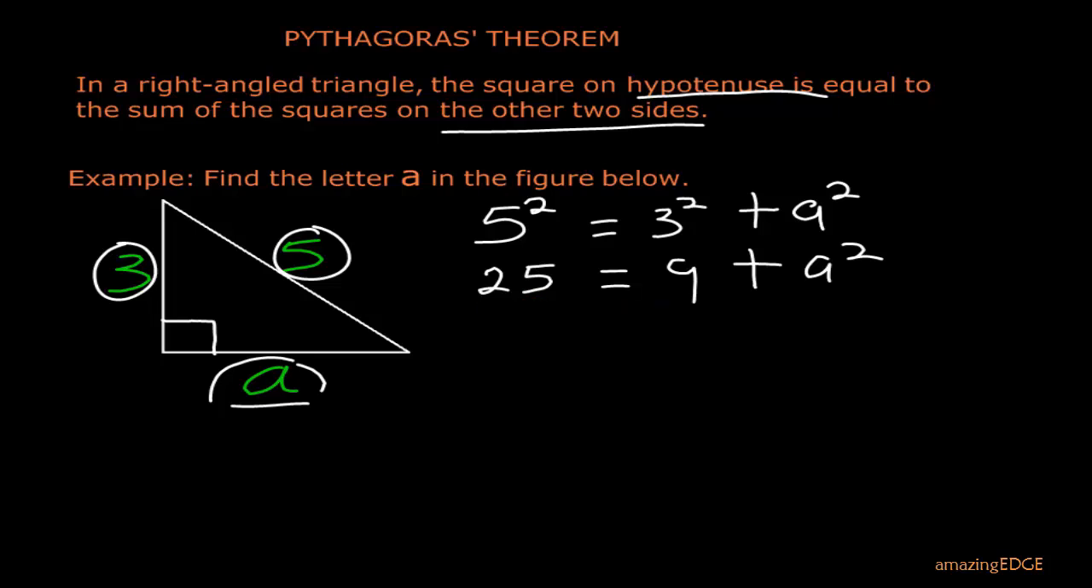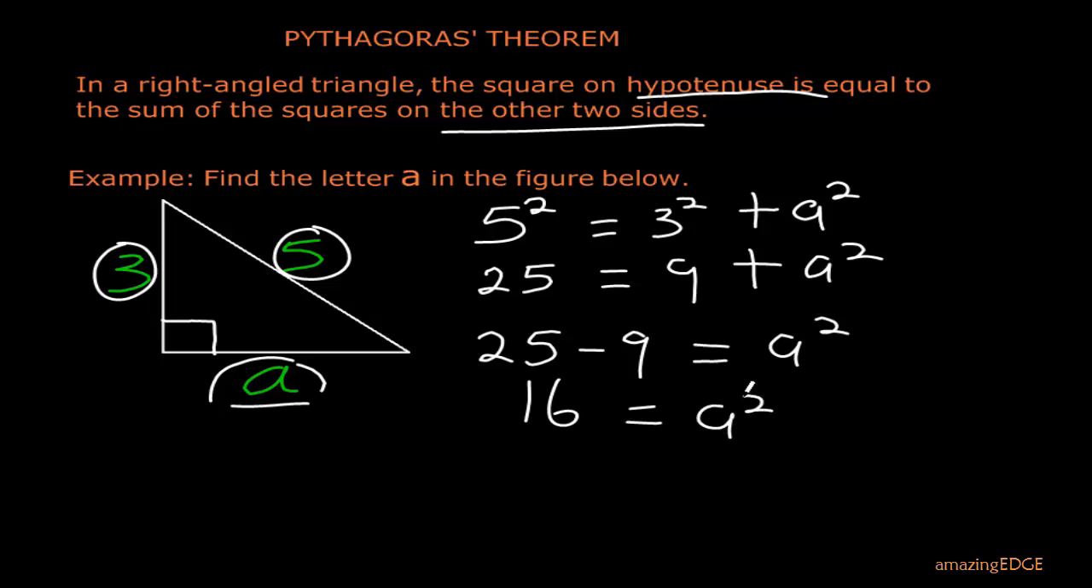When that happens, we have 25. The 9 crossing over the equality sign becomes negative. So you have 25 minus 9 is equal to A squared. Okay, and 25 minus 9 will now give us 16. So here is 16, which is equal to A squared.